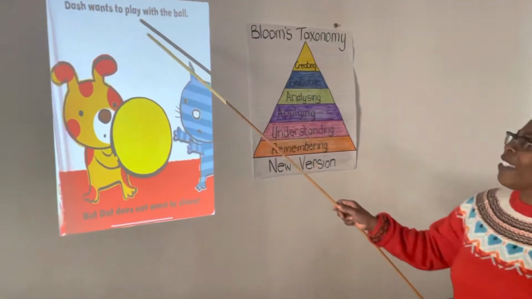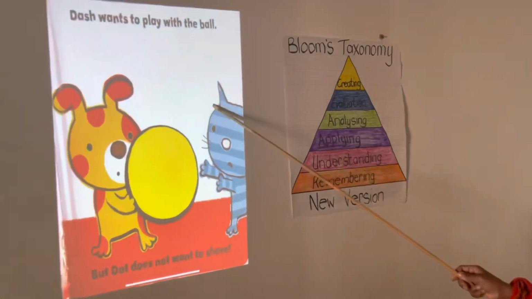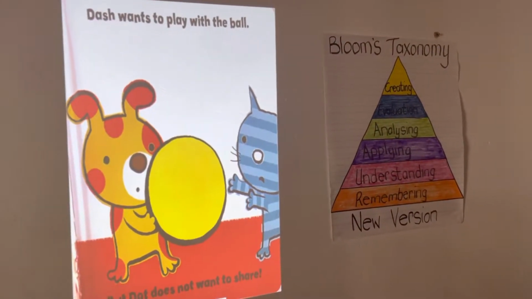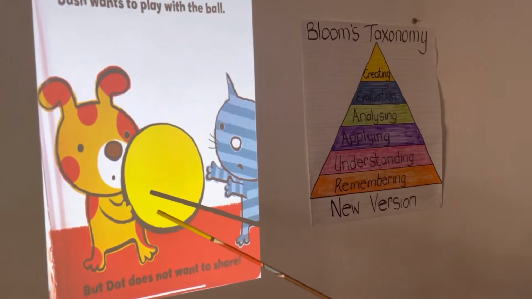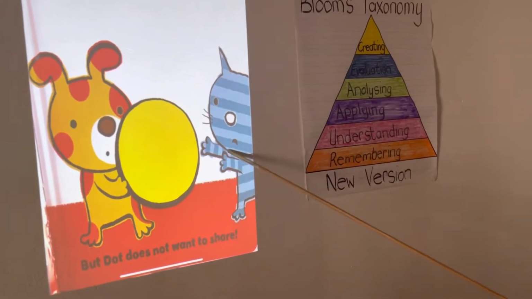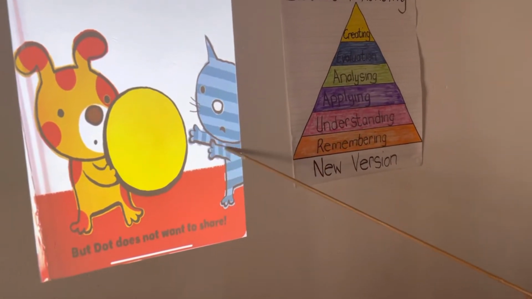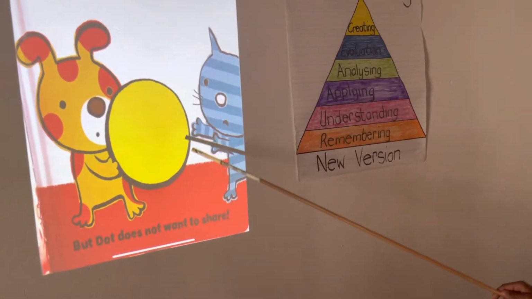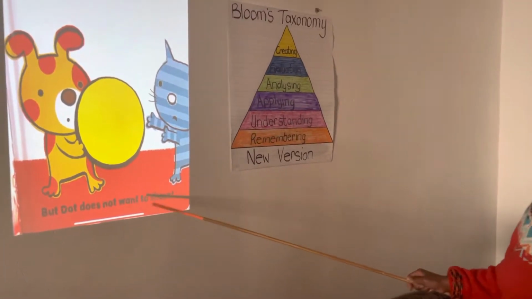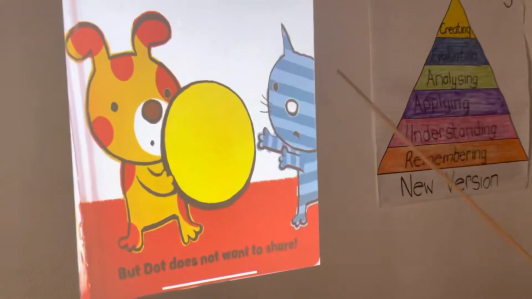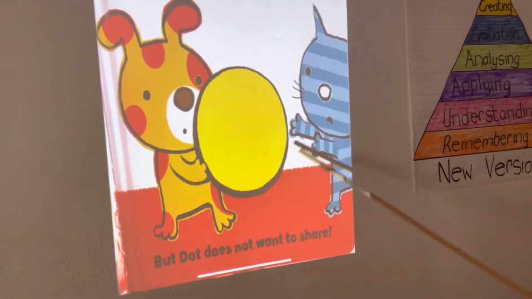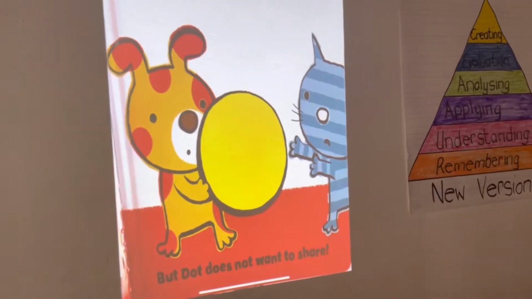The next page says, Dash wants to play with the ball. So you might say to them, which one is Dash? And then they have to use some deductive reasoning. Is this one Dash because he has the ball? Or is this one Dash, because look, his hands are out and he's reaching? But wait a minute, Dot does not want to share. So once we read this, we know that this one clearly is Dash, who wants to play with the ball. We look at his facial expressions. And then we know that this one is Dot, who doesn't want to share.